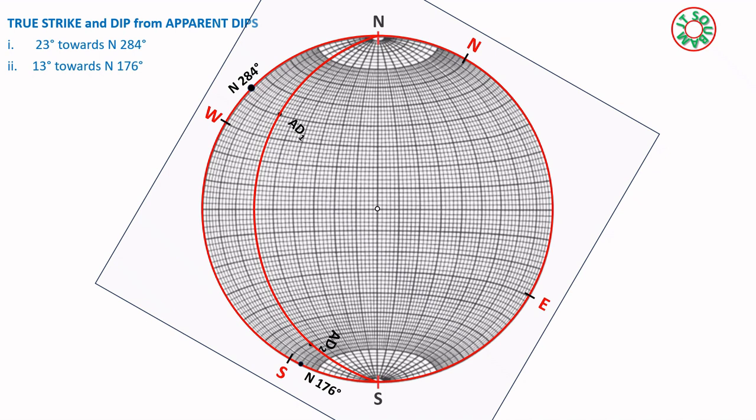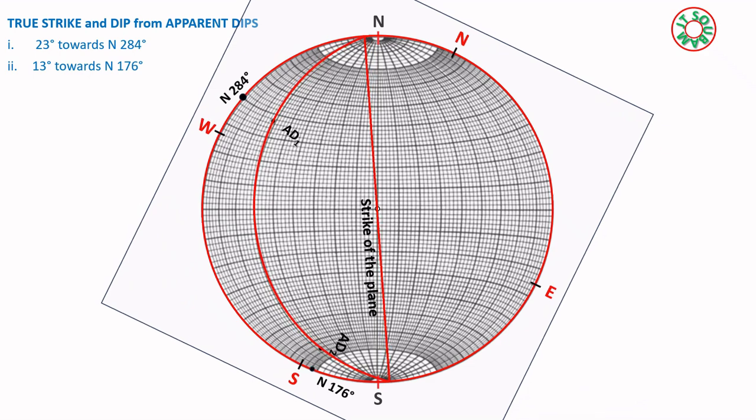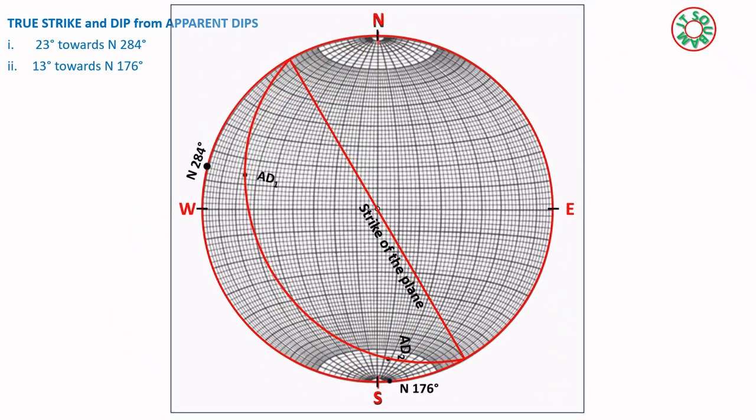Next, let us determine the true strike. Keep the great circle vertical and join the endpoints along the north-south line. This line represents the strike of the geological plane. Bring the overlay to the original north-south position and measure the strike trend starting from north. The value is 150 degrees. Therefore, the strike of the plane is north 150 degrees.